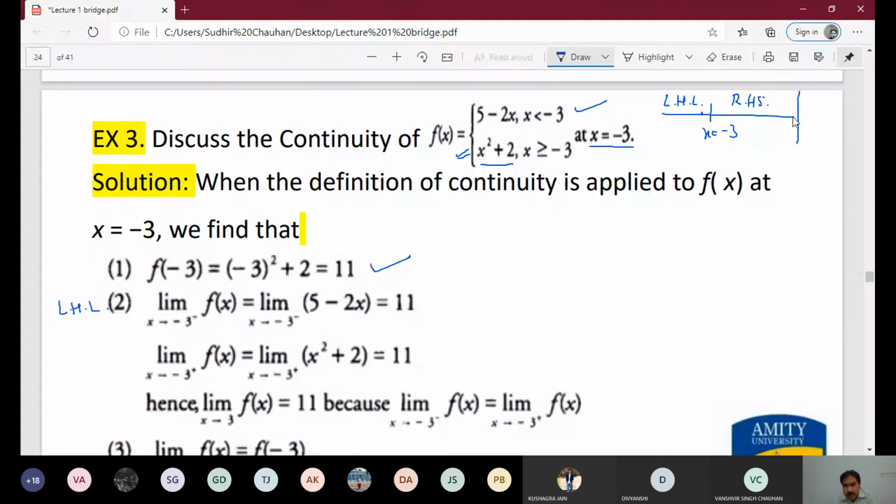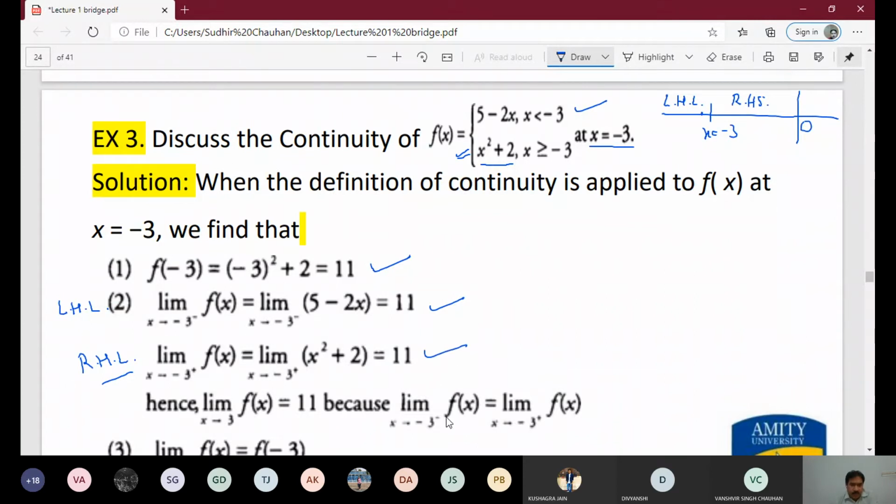And here we get the value 0. So in that way we can find the left hand limit, and for left the function is defined as 5 minus 2x. So we put the value and its value is again 11. Now here we can find the right hand limit, and the right hand limit is limit x tends to minus 3 plus f(x). So we put the value and it is again equal to 11.